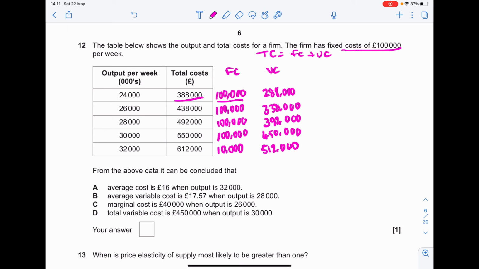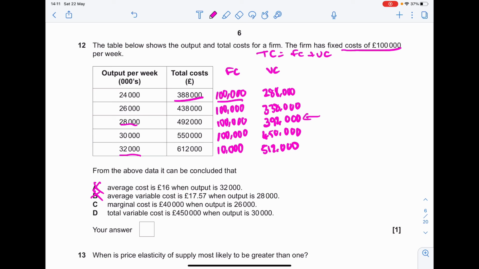So it says average cost is £16 when output is 32,000. So output 32,000, average cost £16. Well, our average cost is our total cost divided by quantity. So if we did total cost 612,000 divided by 100,000, well, that's not going to be 16. Next one, average variable cost is £17.57 when output is 28,000. So if you take 28,000 and then you take your variable cost, this one, divide it by 100,000, it's not going to give you £17.57.